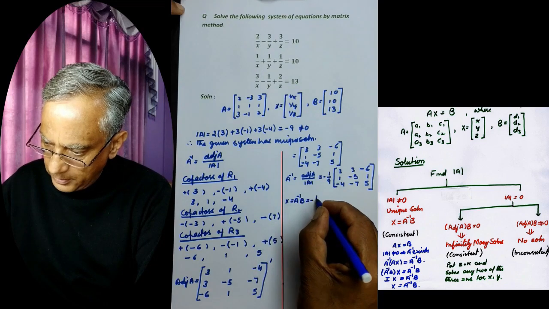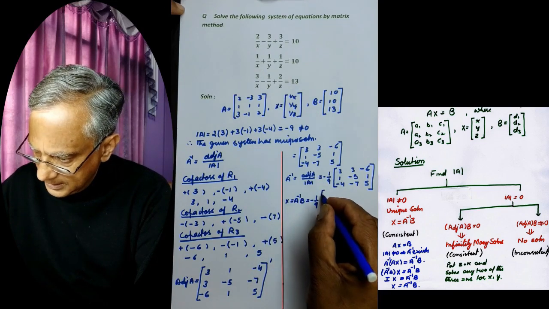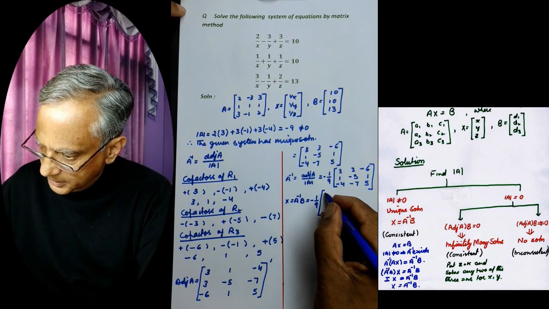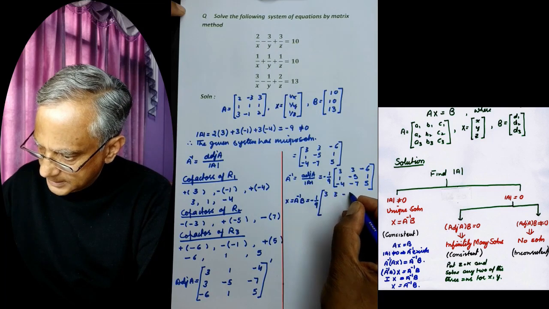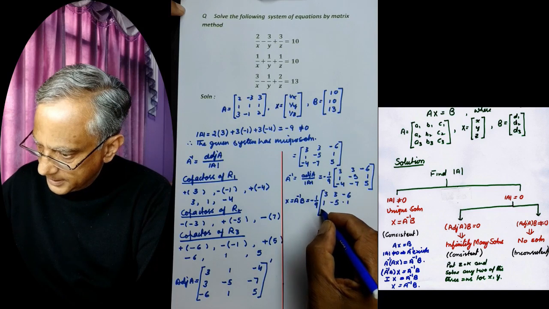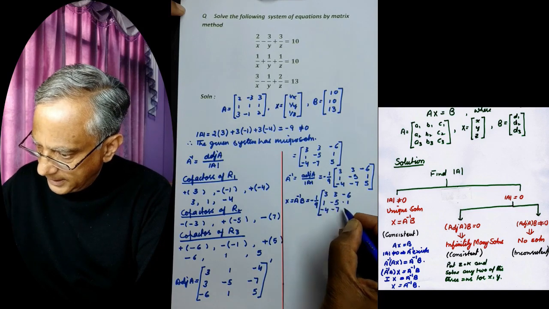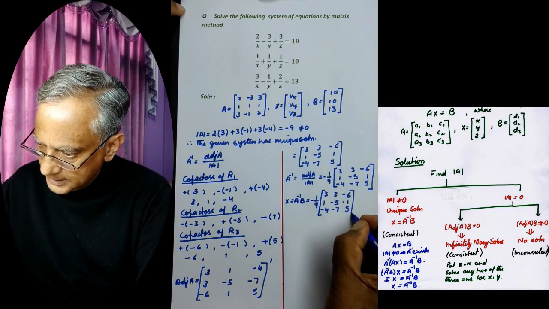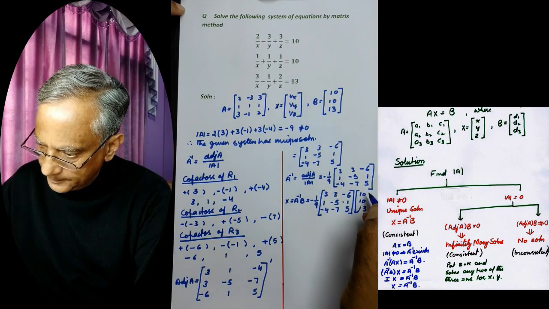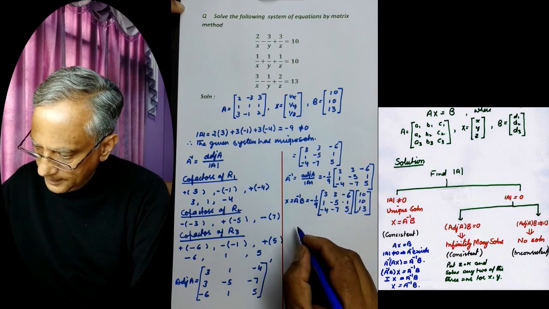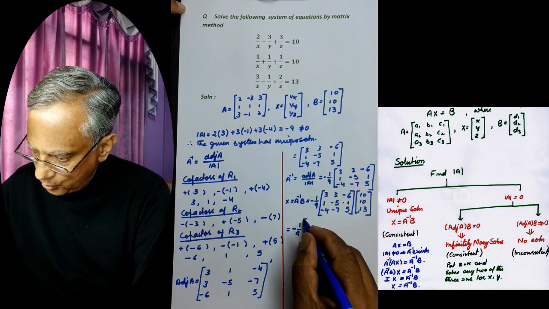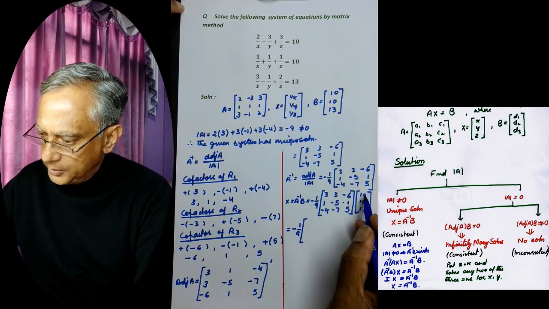This is equal to minus 1 by 9. I will keep this 9 outside, this will make the calculations simple. So this will be 3, 3, minus 6, 1, minus 5, 1 and minus 4, minus 7 and 5, into B. B is 10, 10, 30. And this is equal to minus 1 by 9 into this.